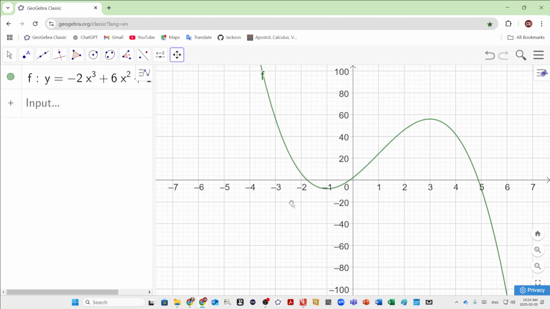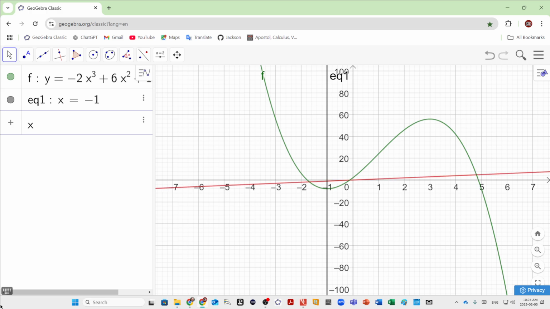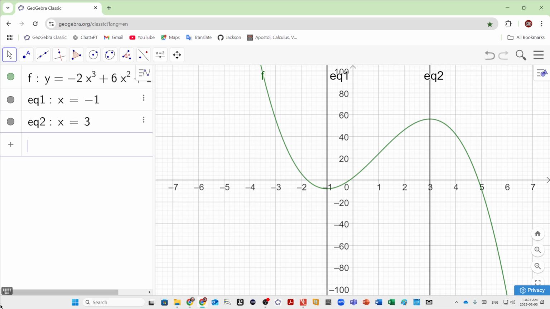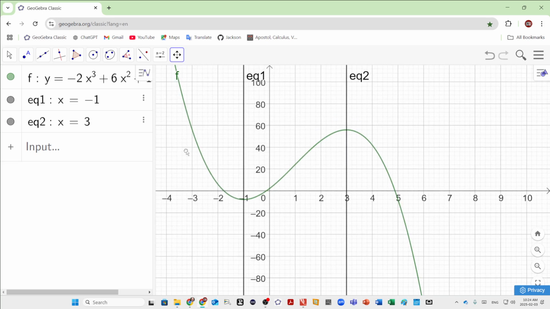Okay, so if I want to see it between 1 and 3, let me draw these lines. x equals minus 1, that is one line. And the other one, x equals what? Was it 3? Yes. I draw that. So this means that technically speaking, you only have to consider this part of the graph.